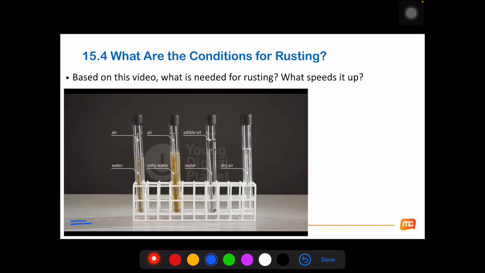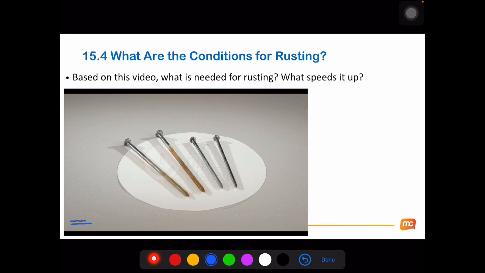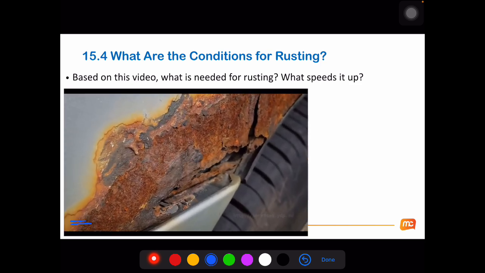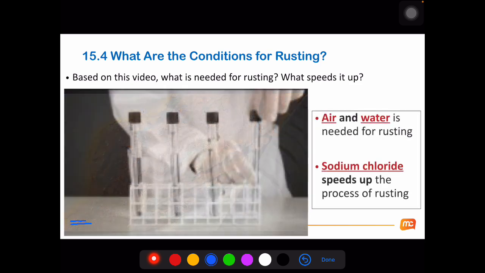It appears that air and water are needed for rusting to occur. Did adding salt have any effect on corrosion? Let us look once again. It turns out that the addition of salt accelerated the rusting. That is why the salt spread on streets in winter damages the bodies of cars.